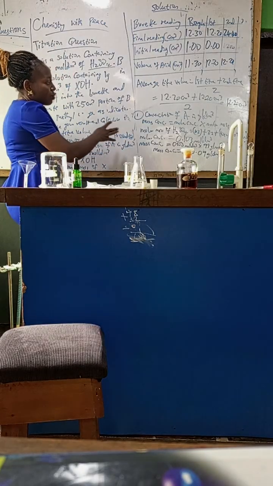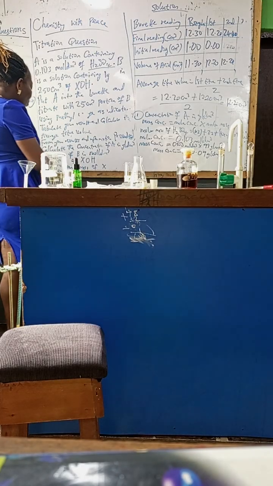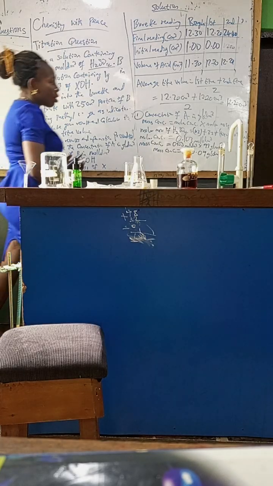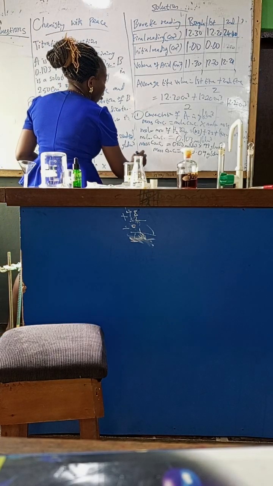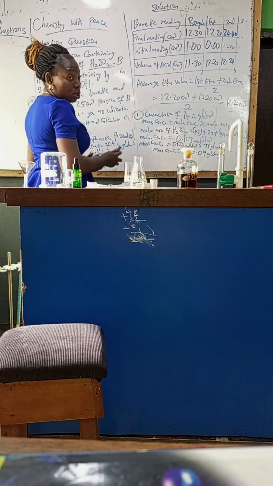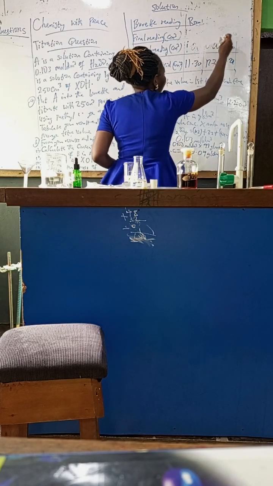So now we just found our concentration in gram per dm cube. The next question now says concentration of B in mole per dm cube. Before we go into that particular one, we are going to write the chemical formula.